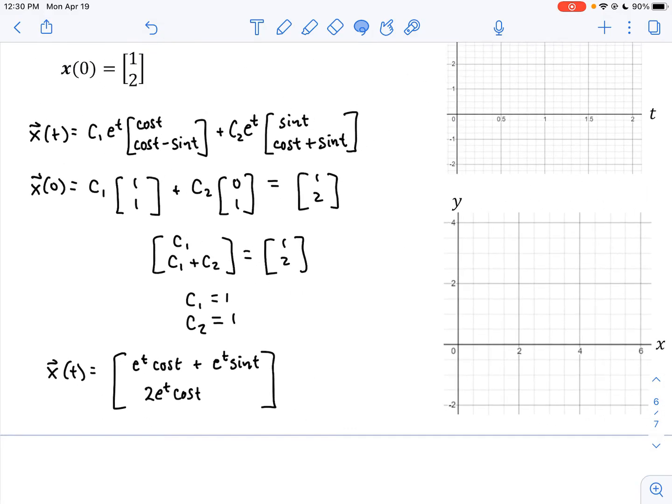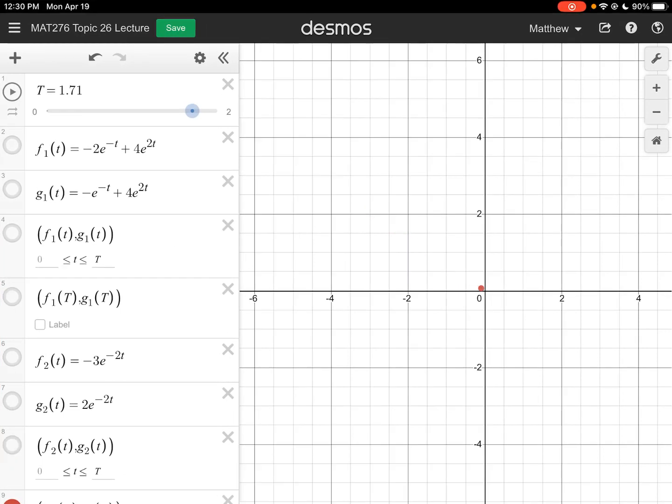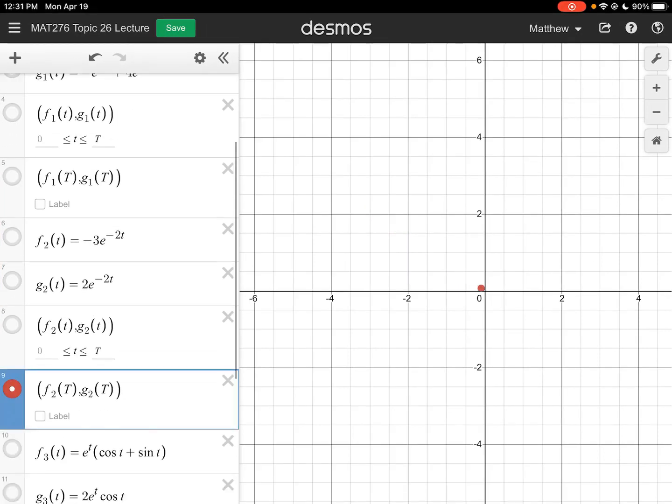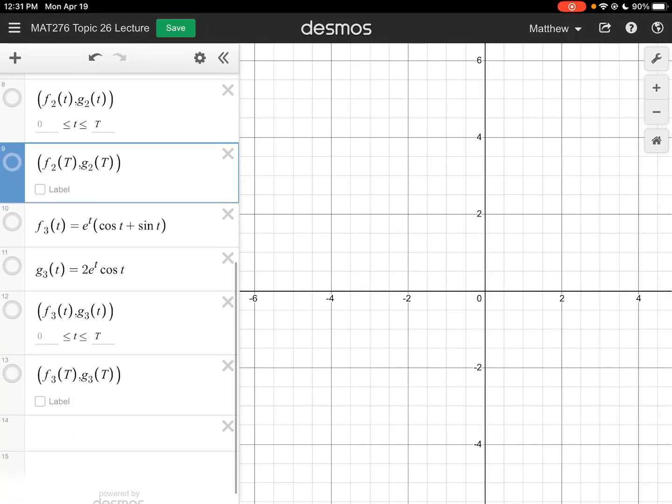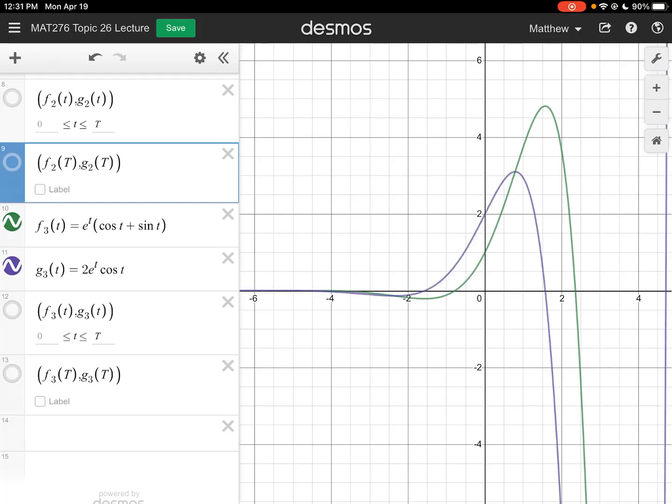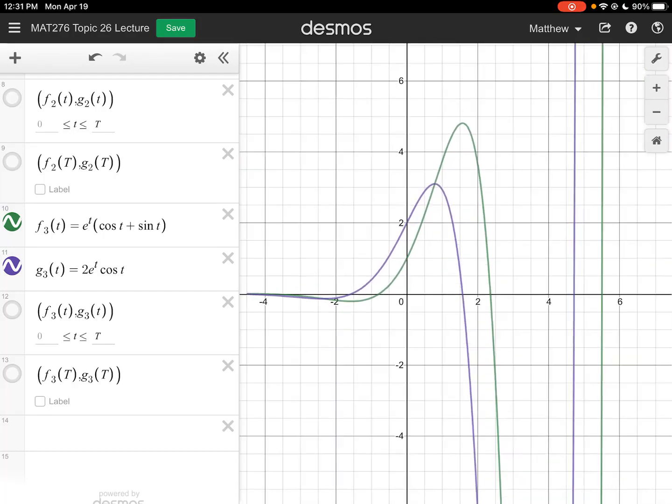And here is what we want to graph using technology. So switching back to Desmos, let's hide the F2 and G2 information. And here I've already typed in my F3. That's my x function as a function of t. I have the e to the t factored out, but that's okay. And then here's my y function as a function of t. And here they are plotted together.